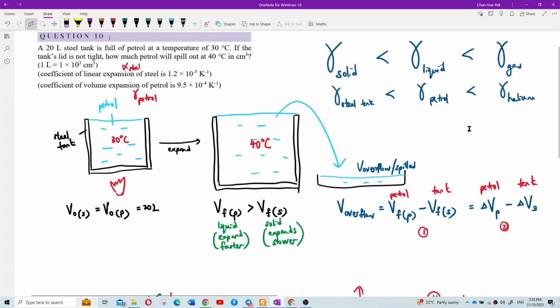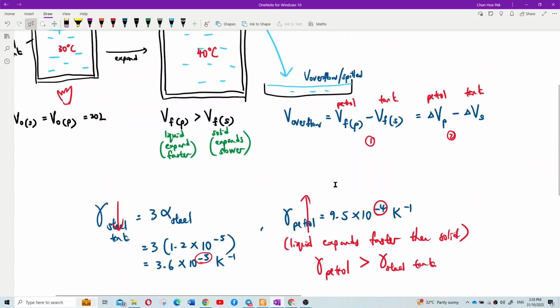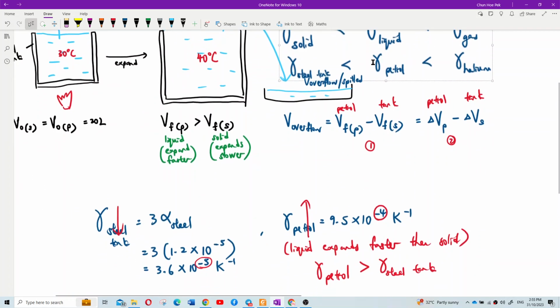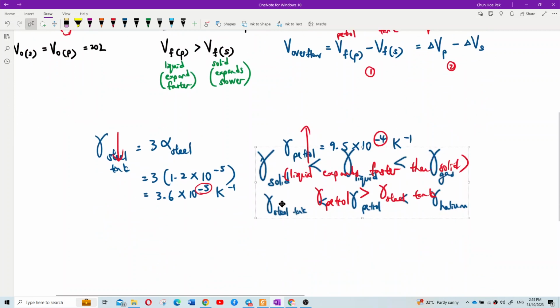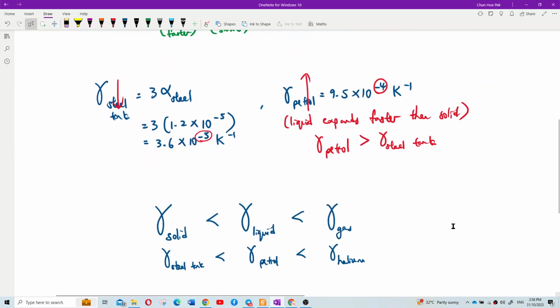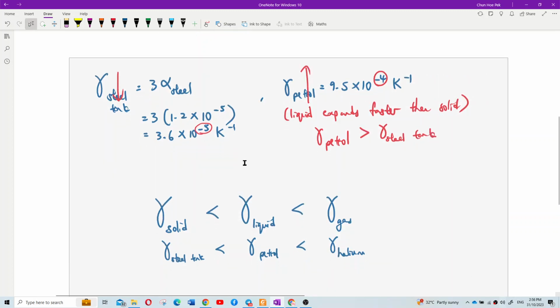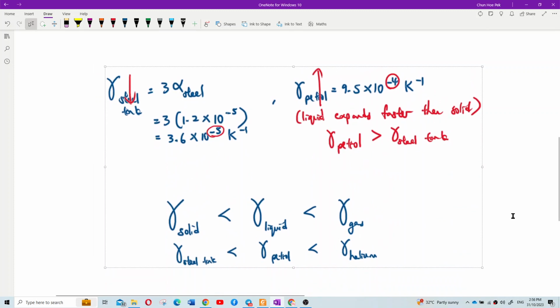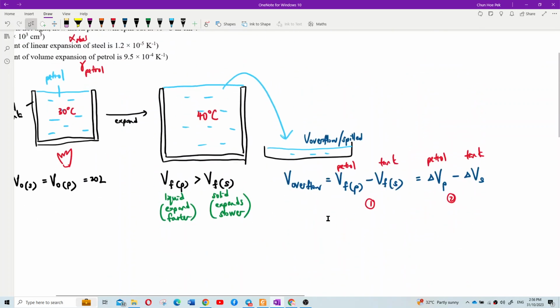Okay. Good. So continue. I've spent a lot of time talking about this gamma value, just hoping that you realize the actual meaning of gamma value. Understand, class? So hopefully you understand this. Gamma of solid is always less than liquid, which is always less than gas, because gas always expands fastest, solid always slowest, liquid in the middle. Okay. Now, let's find out the answer, class.